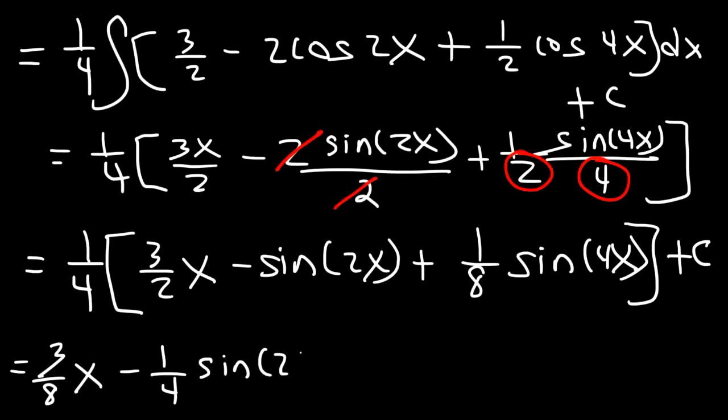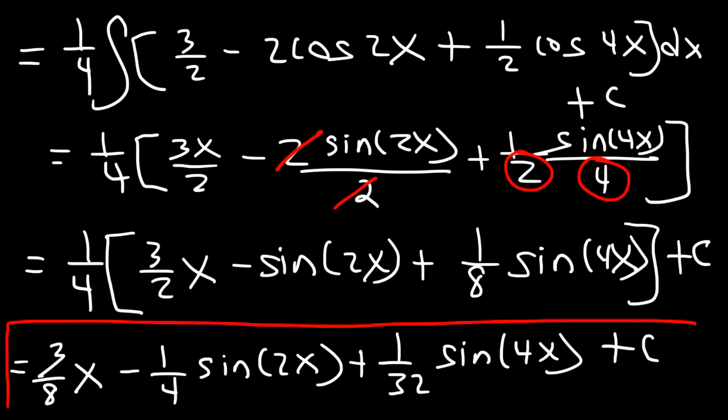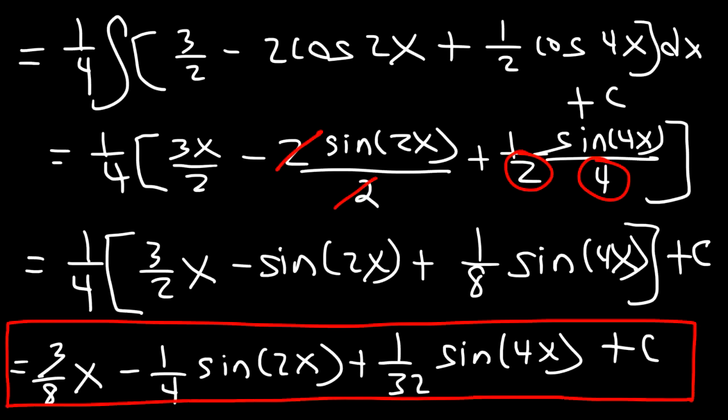That would be a grave mistake to make. And then 1 over 4 times 1 over 8. 4 times 8 is 32, so that's 1 over 32 sine 4x plus c. And so this is the final answer for the problem, if you want to distribute the 1/4 term. Or you could leave your answer like this. It's up to you.